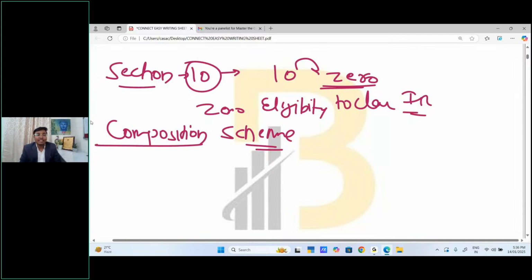But if the taxpayer is exclusively involved in services, then the limit is 50 lakh rupees. The rate of GST in case of services is 6%. In case of goods, the rate of GST is 1% under the composition scheme. So the memory technique is section number 10. Number 10 includes zero, that is zero eligibility to claim the input tax credit in case of the composition scheme. So section number 10 is related to the composition scheme.